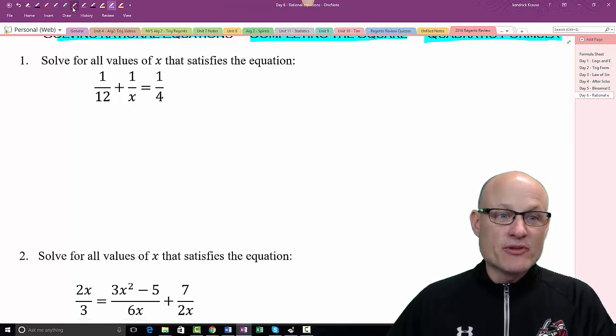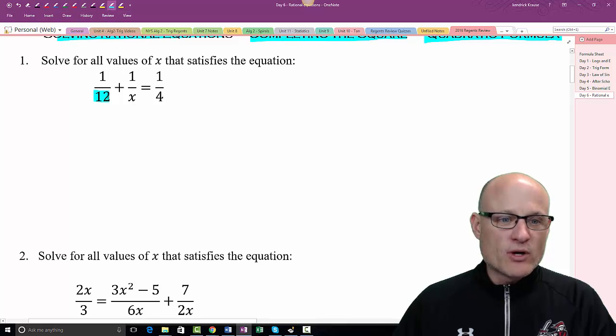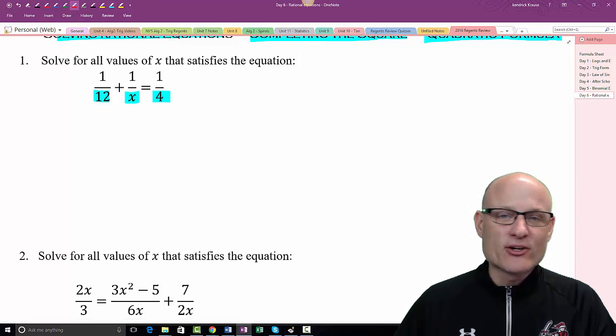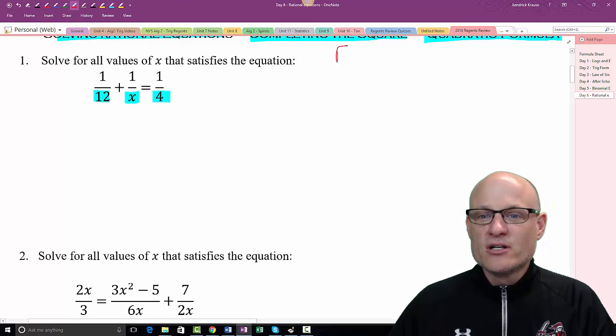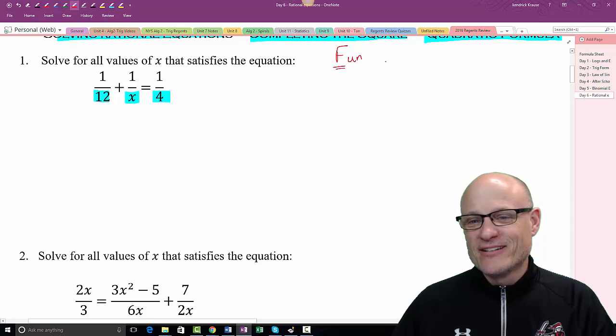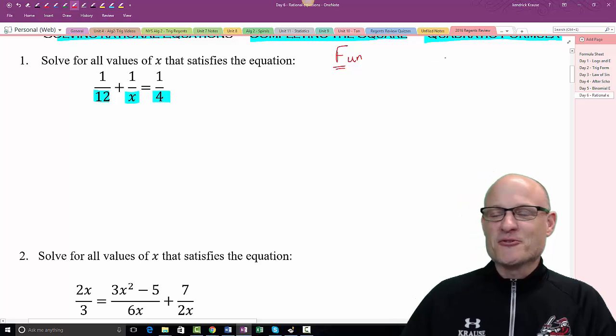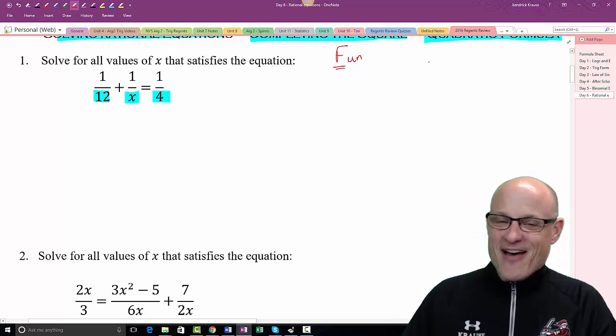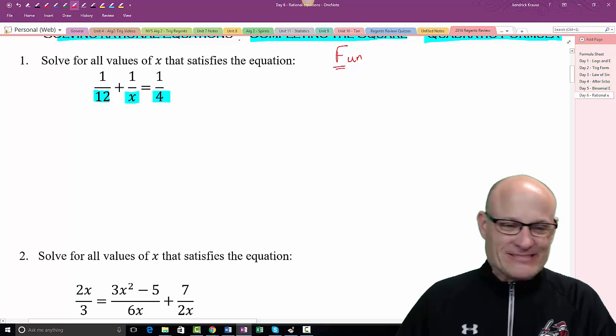Here's how I do things. I take a look at all the denominators. I see a 12, I see an x, I see a 4. I got lots and lots of denominators, and although fractions are fun, it's one of the F words you're allowed to use in my classroom.